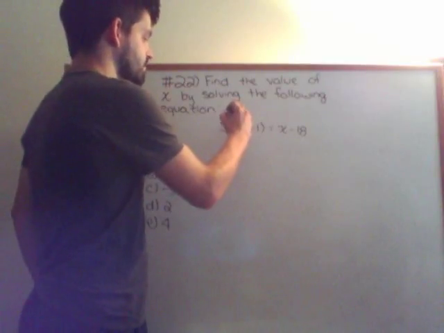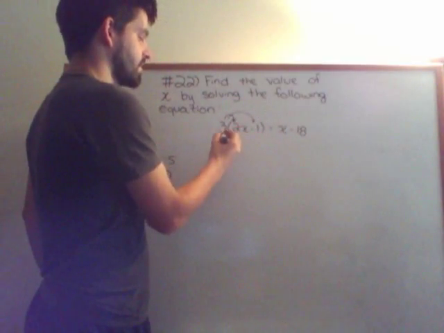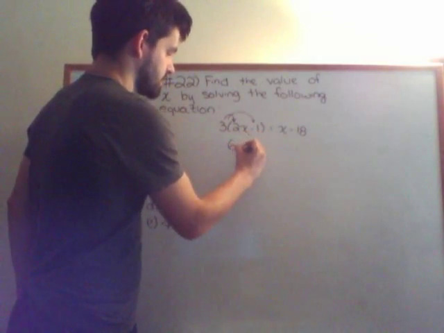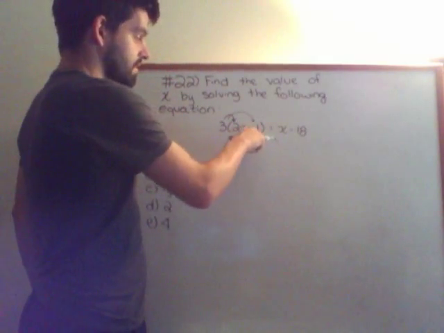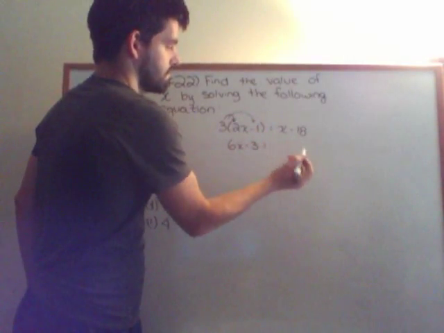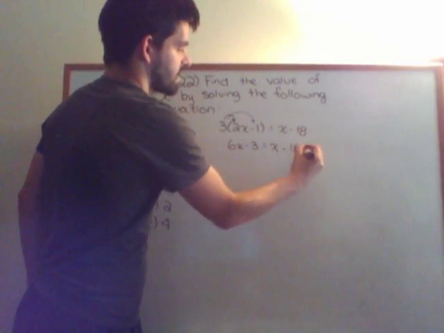The first thing that you want to do here is go ahead and distribute this 3 into 2x minus 1. Remember, the distributive property is almost like a multiplicative. We're going to distribute and multiply 3 by each of these terms. So we're going to have 6x, negative 1 times 3 is negative 3, equals, and then go ahead and put the right side as it was.